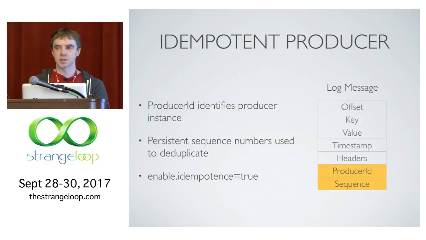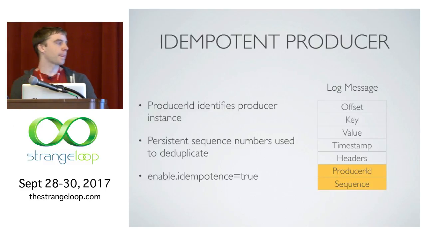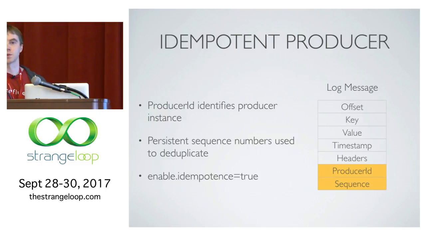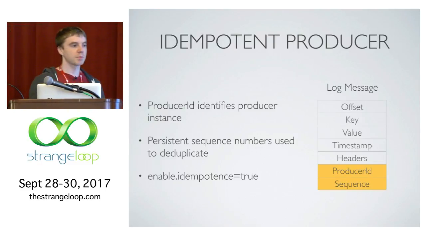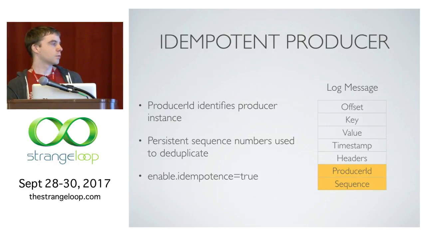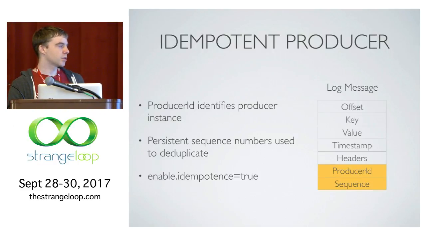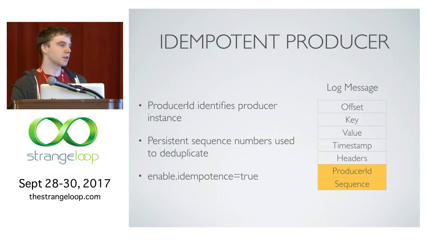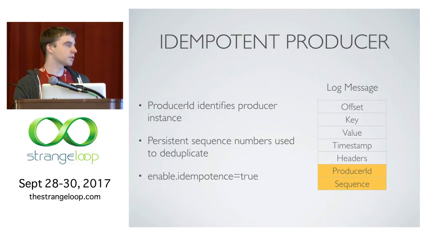What we do is we introduce what we call the idempotent producer. Basically it's a sequence number. So we identify a producer instance by a producer ID, and then we have a sequence number, which is used to deduplicate. So in the producer, if you want to enable this, you just turn on this flag, enable.idempotence equals true.